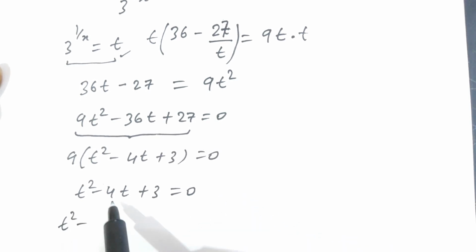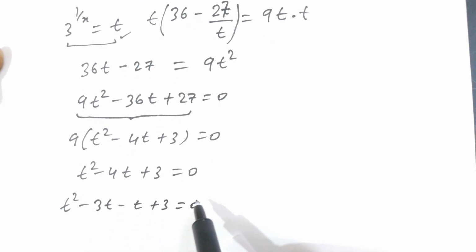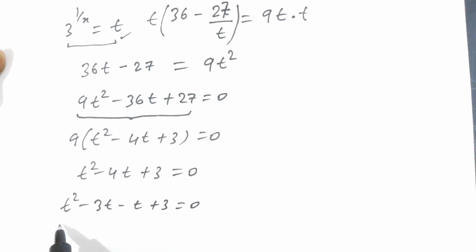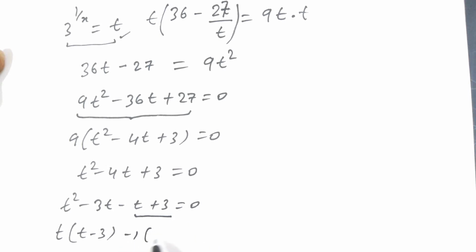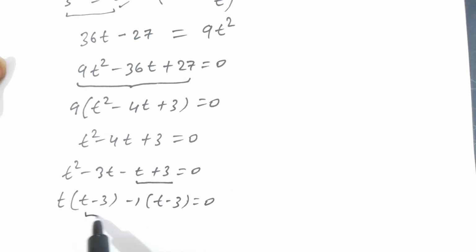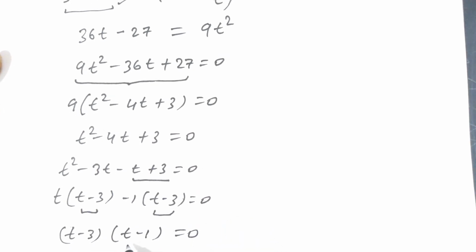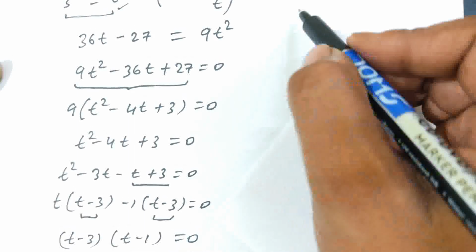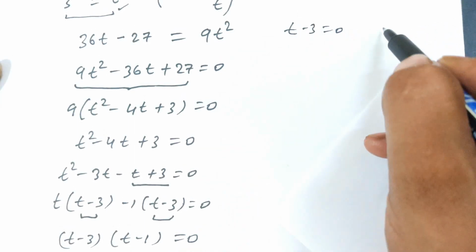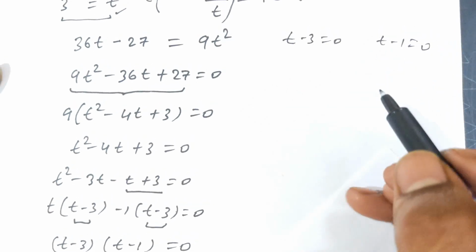Then t square minus 4 times t is same as t square minus 3 times t minus t plus 3, and this is equals to 0. In t square minus 3 times t, if we take common t, then here t minus 3, and here if we take common minus 1, then here t minus 3, and this is equals to 0. Now look carefully, t minus 3 is common, so if we take t minus 3 common, then here t minus 1, and this is equals to 0. Here the product of t minus 3 and t minus 1 is equals to 0, so either t minus 3 is equals to 0 or t minus 1 is equals to 0.